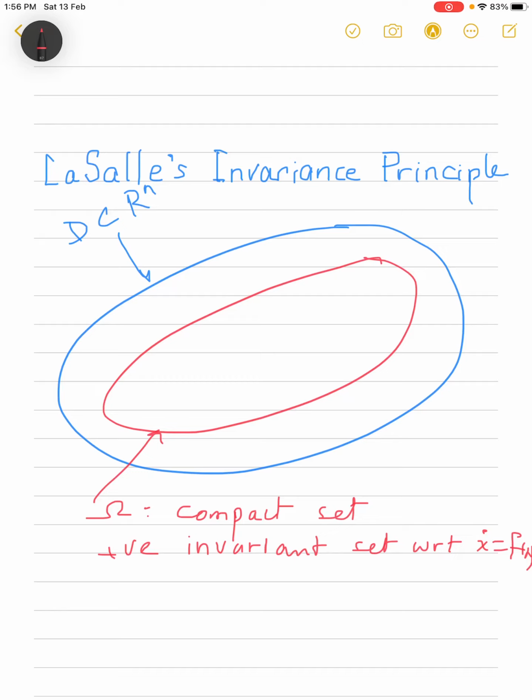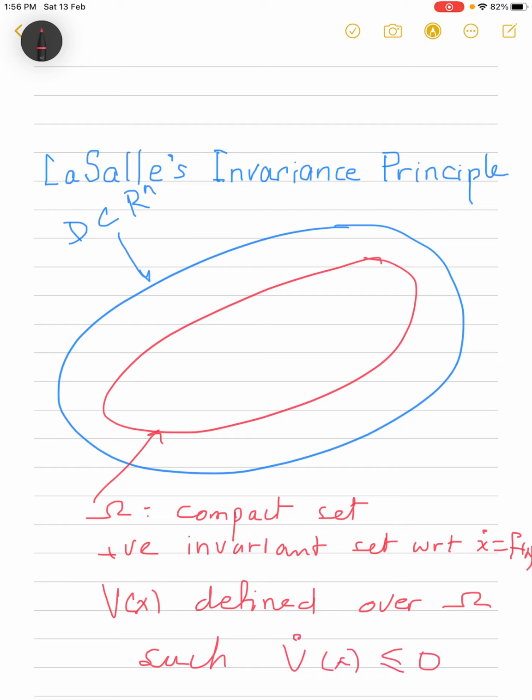Now we also define over omega a function v of x, such that v dot of x is less than or equal to 0. This is the only condition imposed on v of x. It doesn't have to be positive definite or anything. It is a function with its time derivative negative semi-definite, as I have indicated here.